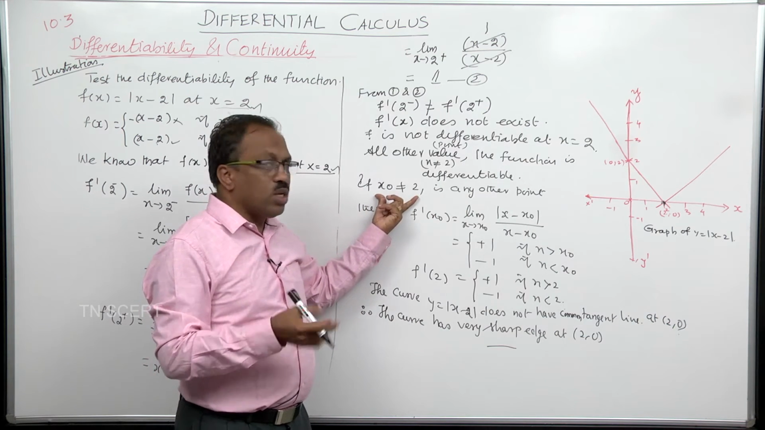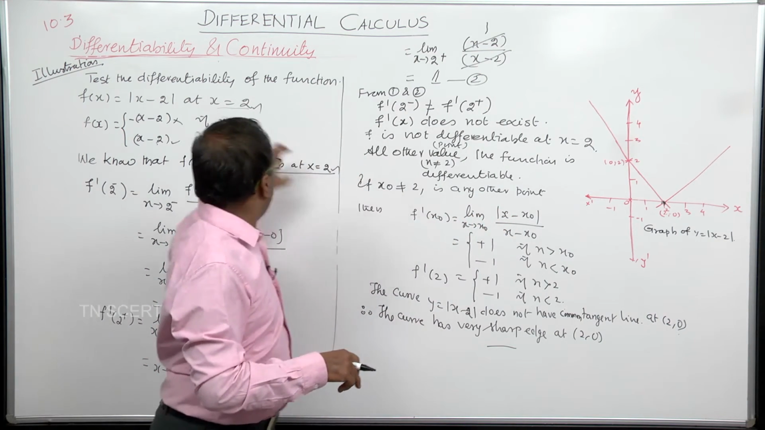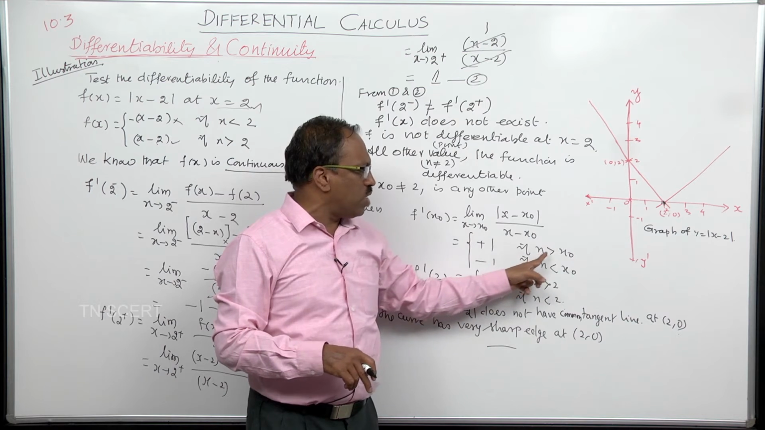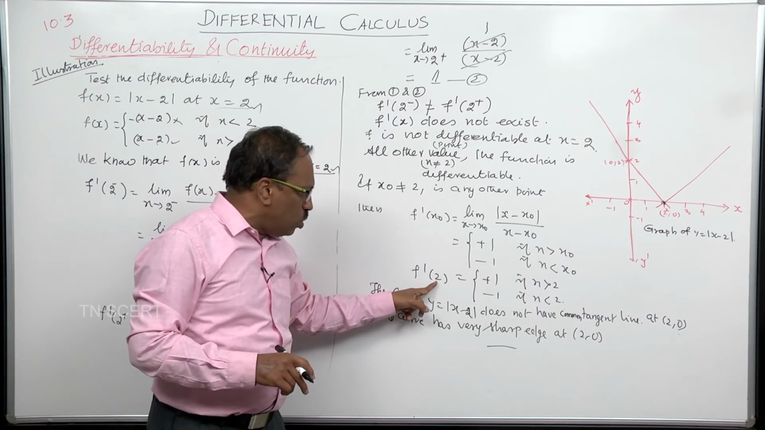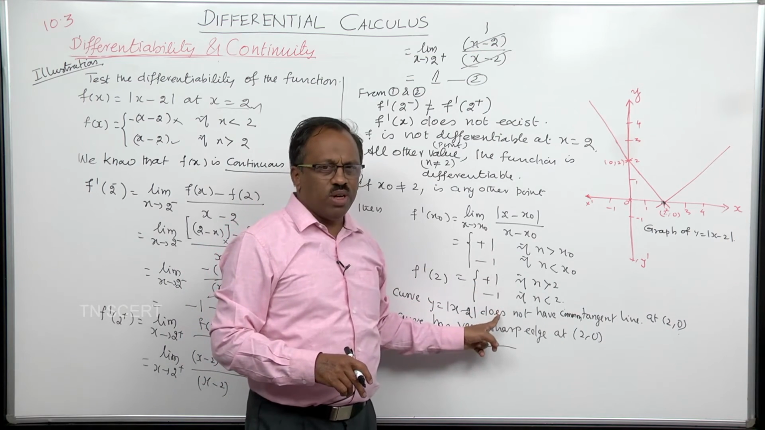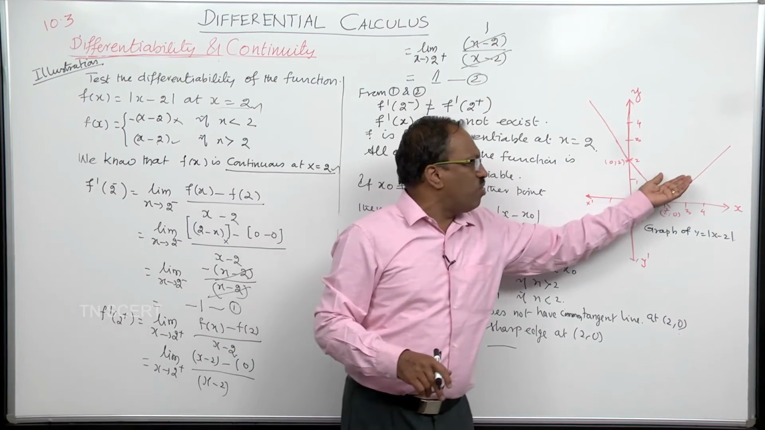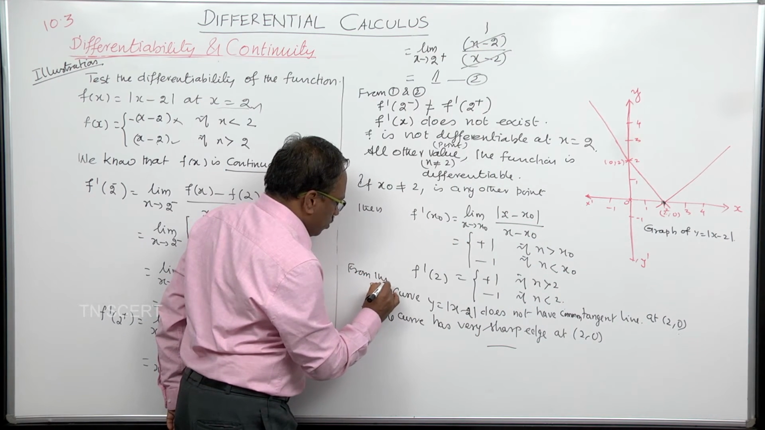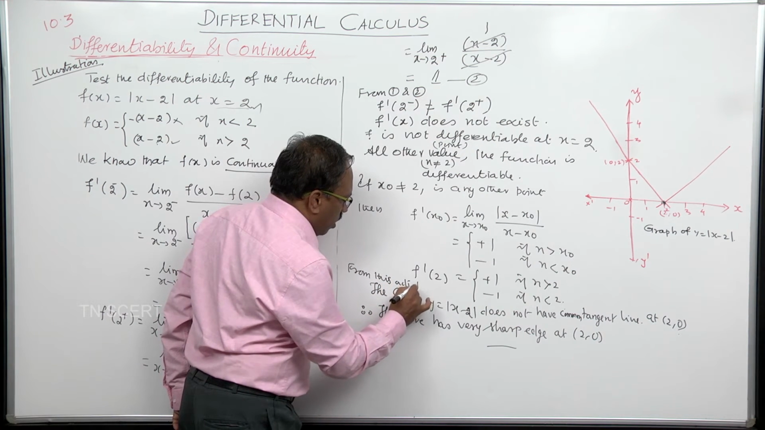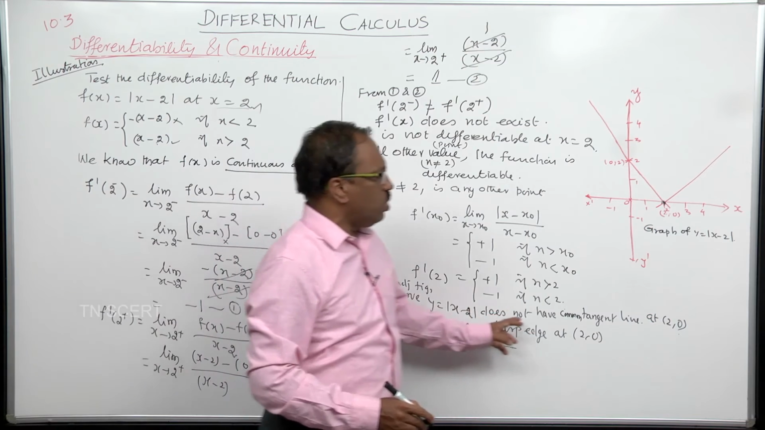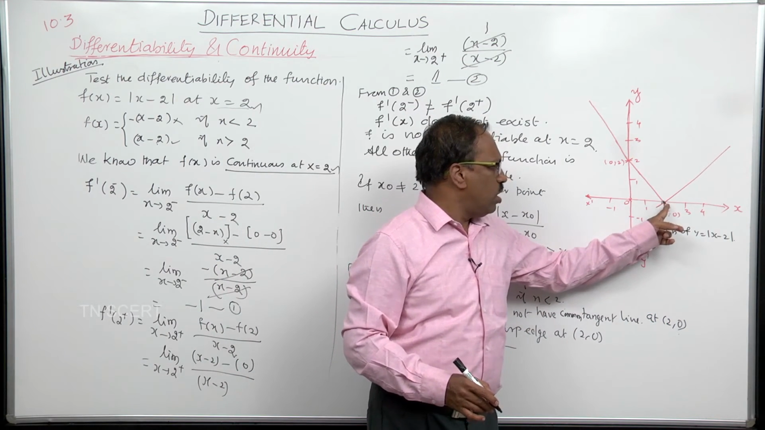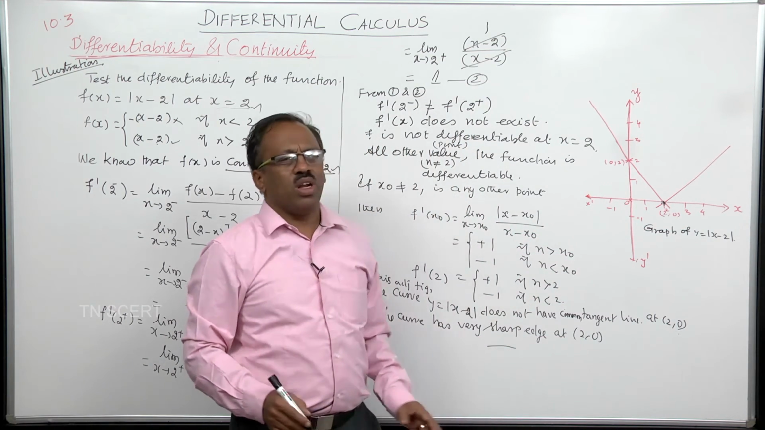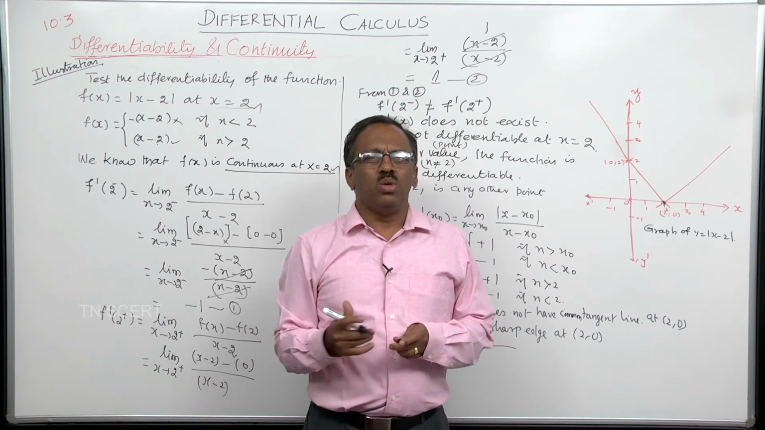So we are taking x is not equal to 2. Since it is a modulus, we are defining the function as plus 1 and minus 1 on either side of the point. For 2, we found the value, which is what we have written. From this graph in the adjoining figure, the curve y is equal to modulus of x minus 2 does not have any common tangent at x is equal to 2. Therefore, it has a very sharp edge at 2 comma 0.